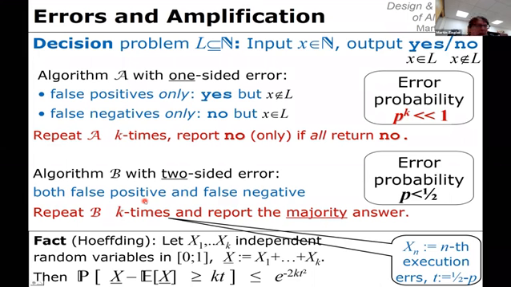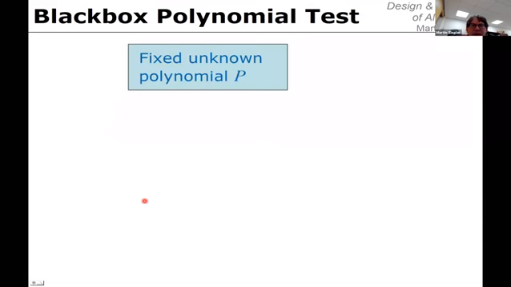Okay, so let's move on to the last slide for today, namely the first application, a randomized test for the black box polynomial identity problem. What is the black box polynomial problem?